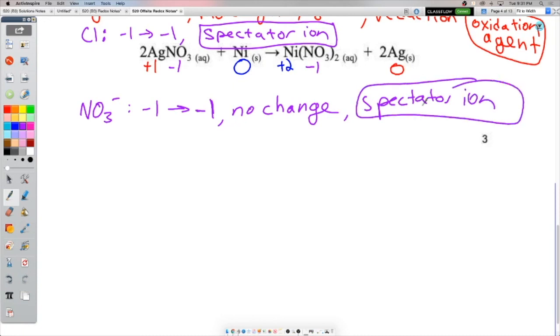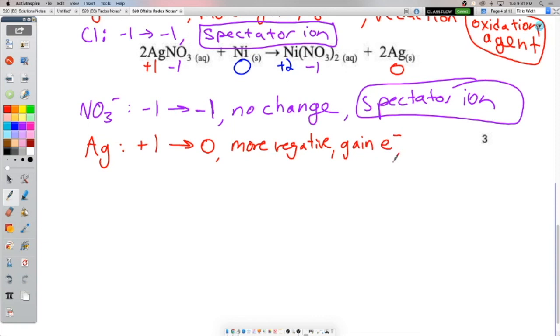Okay, cool. Silver, what did it do? It went from +1 to 0. On our number line, which way is that going? Picture the number line in your head, it's getting more negative. It's going towards the negative side. To get more negative, what do you have to do? Gain negative electrons or lose those negative electrons? To get more negative, you've got to gain negative electrons. And LEO says GER, gaining electrons is reduction.